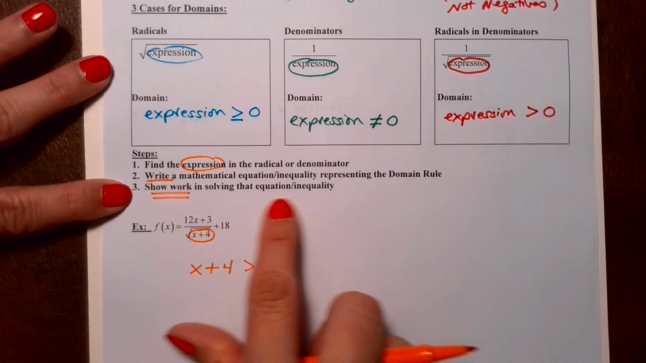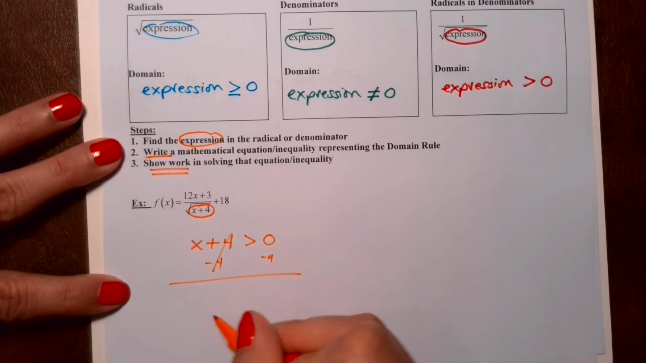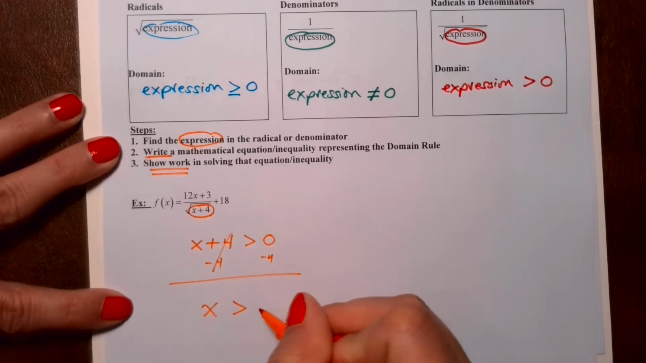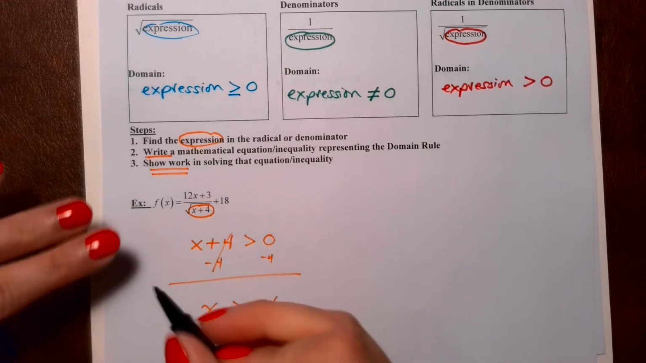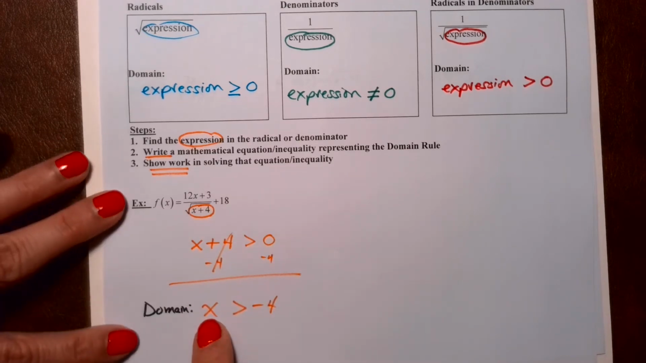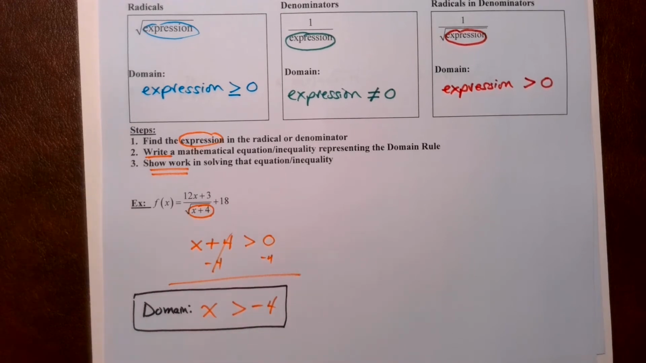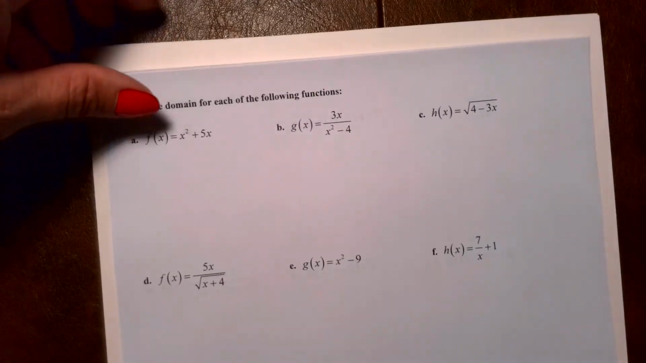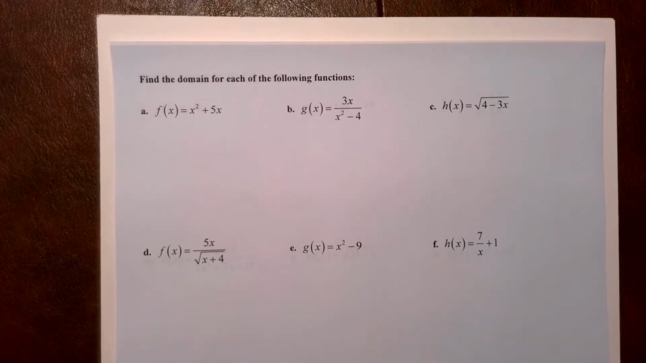Step 3, solve this inequality. I will subtract 4 from both sides, okay, and x has to be greater than negative 4. Okay, so what is the domain? The domain is, okay, x's have to be greater than negative 4. All right, that's how you do domain problems algebraically. Let's keep going so you see a variety of things. Okay, there's a bunch of problems I want you to get lots of exposure so you know what to do.